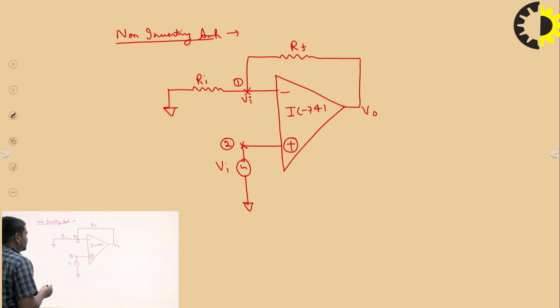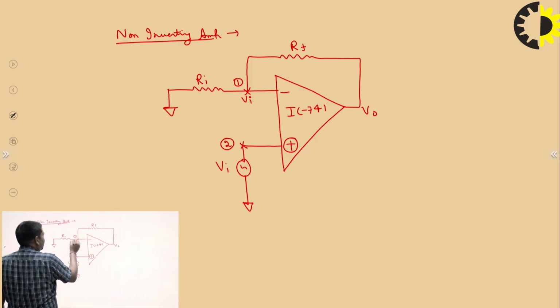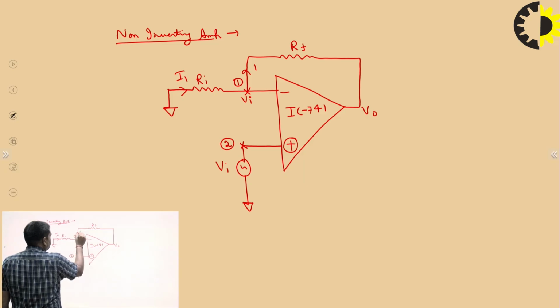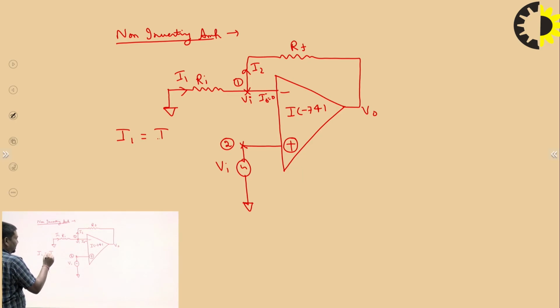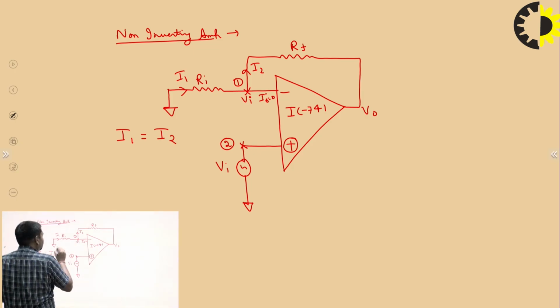Same process here. We apply KCL at node 1. Suppose this one is I1, this is I2, and the bias current is 0. So that means I1 is equal to I2. Applying KCL at node 1, the entering current I1 is the inlet current and I2 is the outlet current, so I1 is equal to I2.